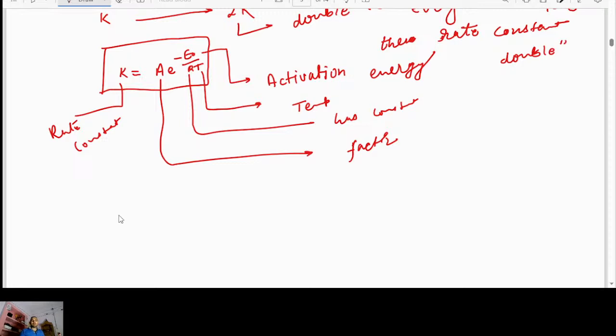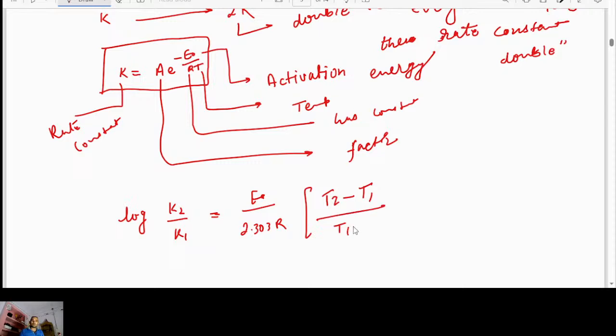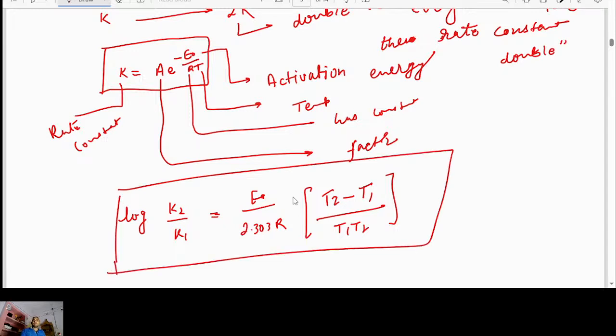If you write it in a different way in log base 10, it will be log K2 by K1 equals Ea upon 2.303 R, in brackets T2 minus T1, divided by T1 T2. So this is the relation between the rate constant and temperature, student. So how does the rate constant get increased? If we increase the temperature, the rate constant will also increase. So this is the answer to the question.